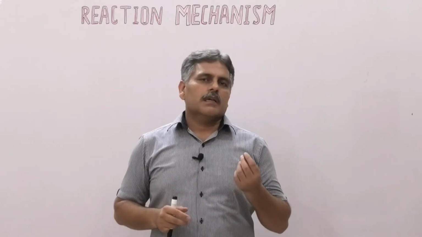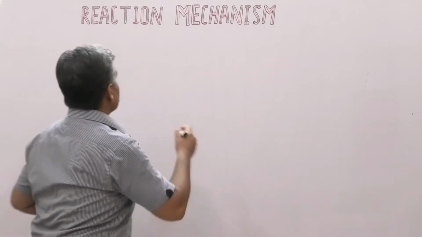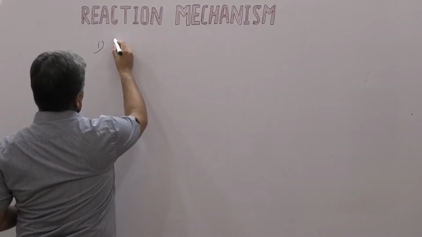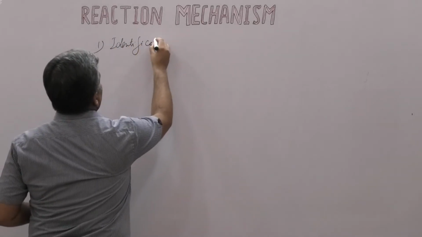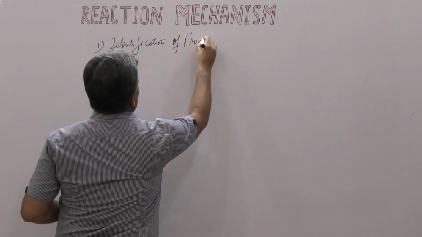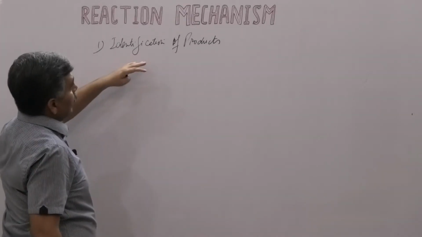For example, the first one is identification of products. So, we have the first method, identification of products. This is helpful in the determination of reaction mechanism.